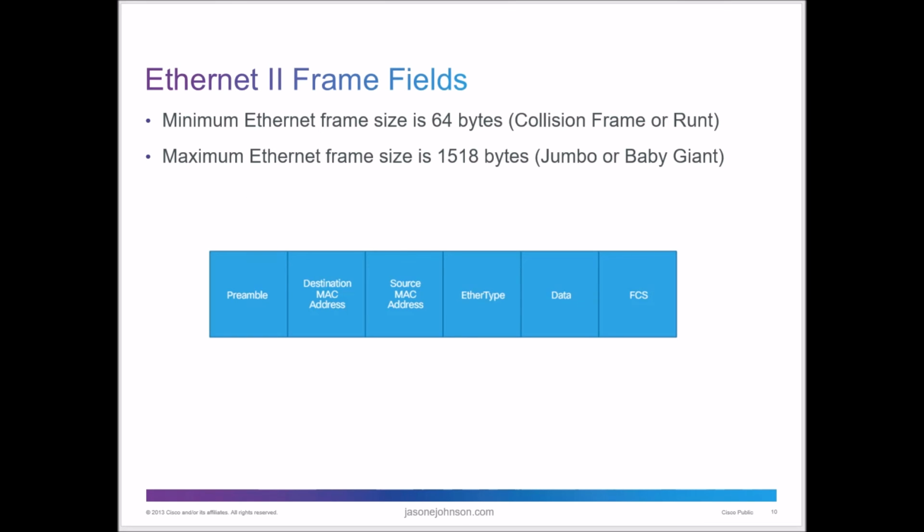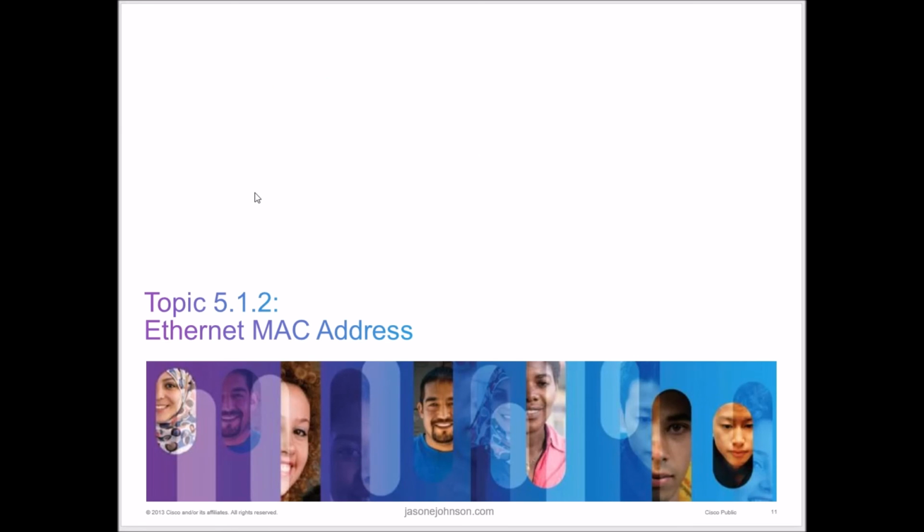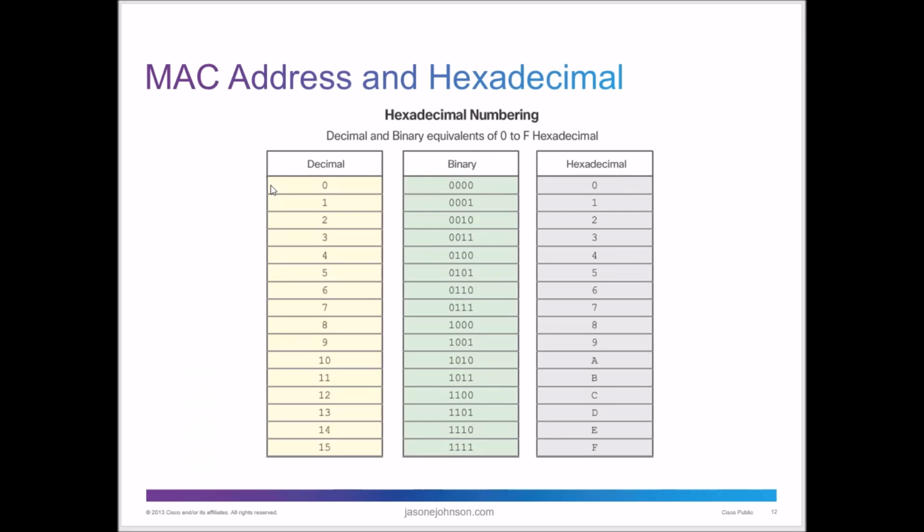So the minimum Ethernet frame size is 64 bytes. Anything smaller is a collision frame, or what they call a runt. And then the maximum Ethernet size is 1,518 bytes, and that would mainly be taken up by your data. So a minimum, if you just sent your preamble, these frames, and then the minimum data, it's going to be 64 bytes. And then the maximum that you can send for one is 1,518.